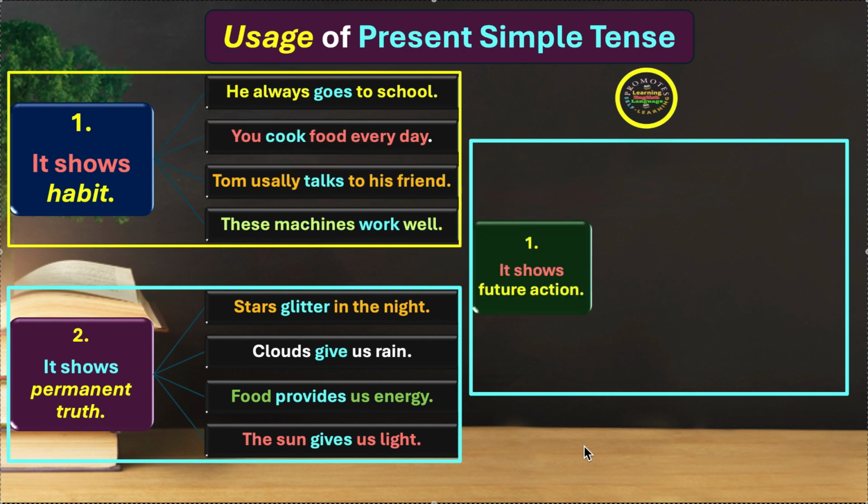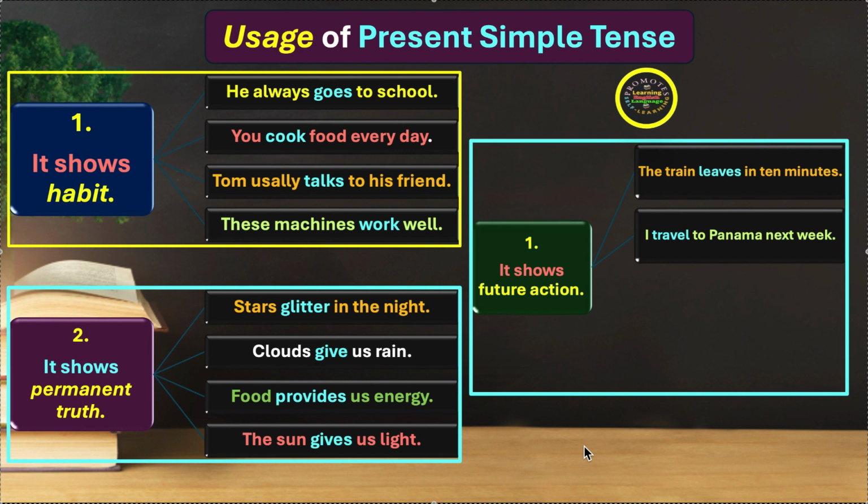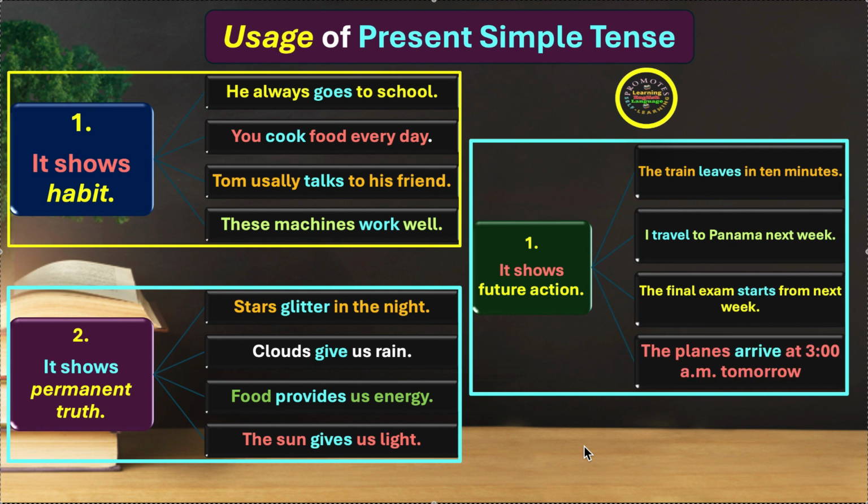We have the third rule. It shows future action. Sometimes present simple tense gives you meaning in future. How? Let's see the examples. The train leaves in 10 minutes. Not now. After 10 minutes. Future. I travel to Panama next week. Not now. About next week. The final exam starts from next week or next month. Not now. And the planes arrive at 3 a.m. tomorrow. So in all these sentences, what we notice is that the structure is in the present simple tense, but the action is in future. So when your plan is scheduled to happen in future, we use present simple.